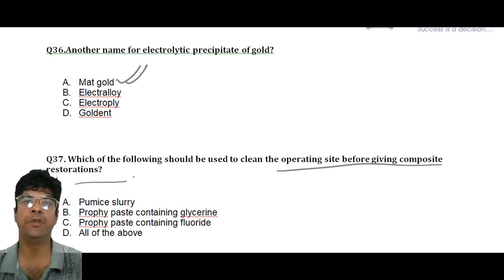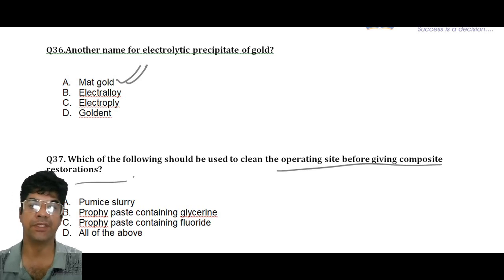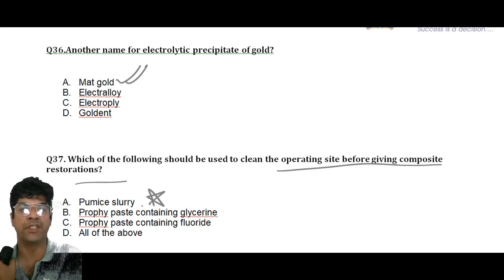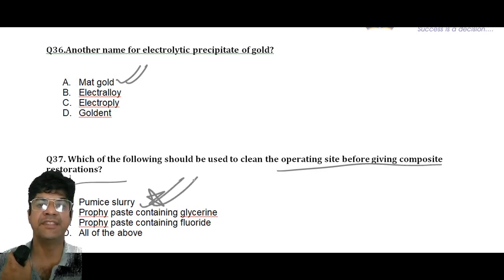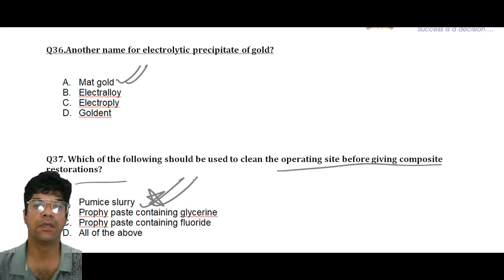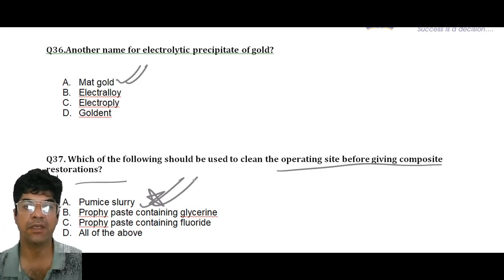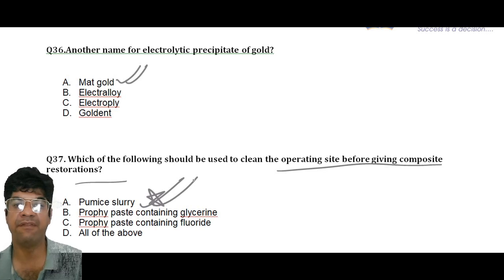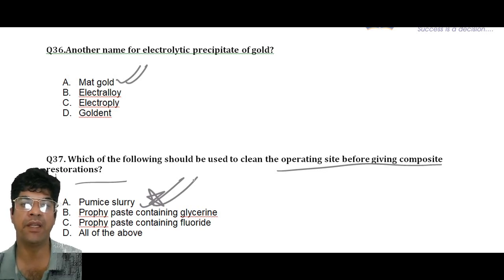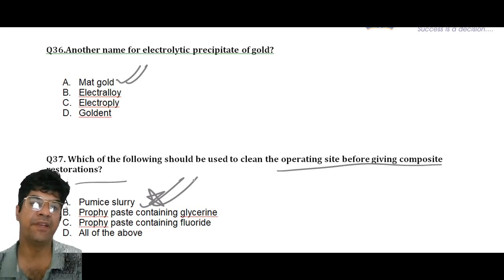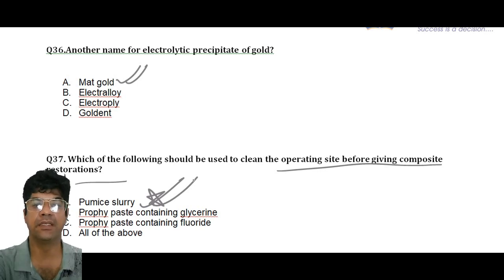Which of the following should be used to clean the operating site before giving composite restoration? Before inserting the composite restoration, the operating site is cleaned with pumice slurry to remove the plaque, pellicle, and superficial stain. Prophylaxis paste containing fluoride, glycerine, and flavoring agent should be avoided to prevent conflict with the acid etching technique.